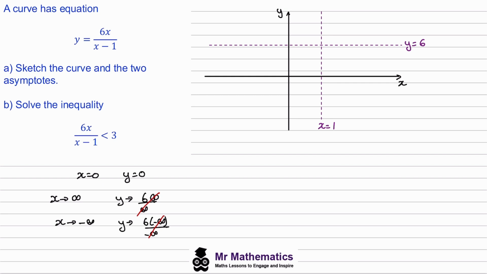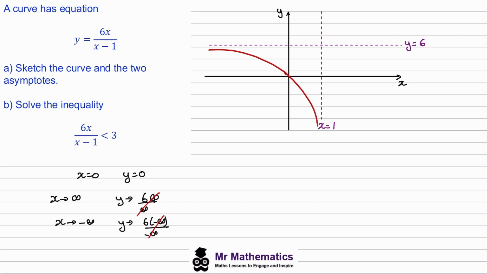So we know the curve must pass through the origin, and there'll be a horizontal asymptote at y equals 6 for negative values of x. So it'll come like this, and then from this point, there'll be a vertical asymptote when x equals 1. So we'll get something that looks like this.